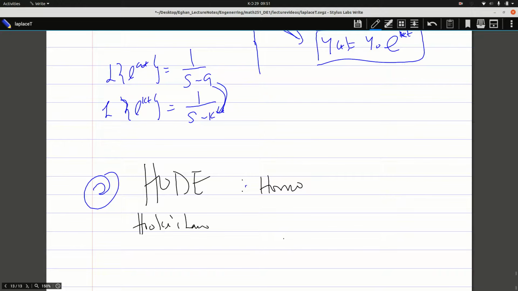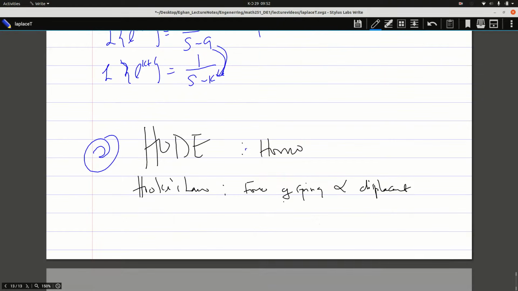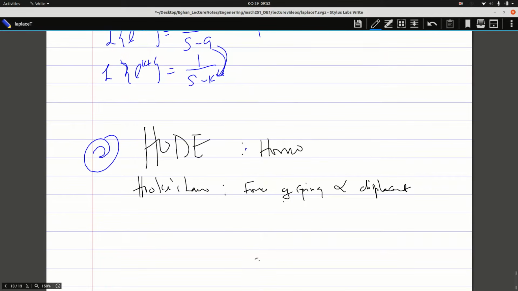Hooke's law is about harmonic motion of springs and masses. It says that the force of a spring is proportional to displacement. So this is an application of second order. I can write it as x double prime plus omega squared x is equal to 0. This is the model for Hooke's law of motion.